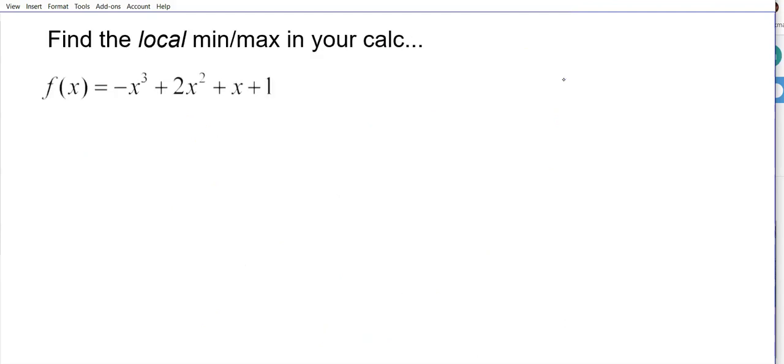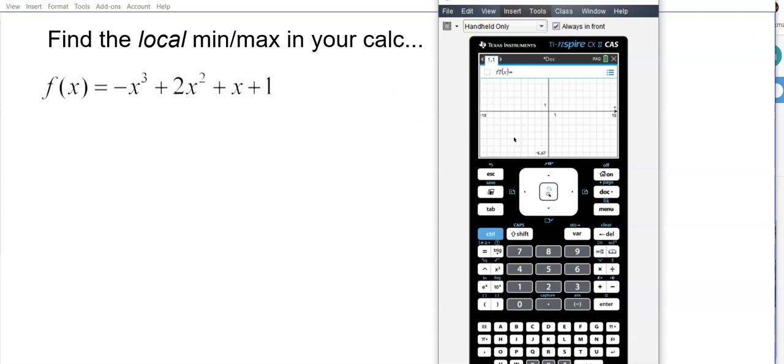Find the local min or max in your calculator. Okay, so get your calculator out. So always go to the graph there at the bottom of the graphing apps. We're going to type in negative x to the power of 3 plus 2x squared plus x plus 1. Then graph it. That's not too bad of a view. Sometimes we have to adjust our view. I think we're going to be okay with this one.